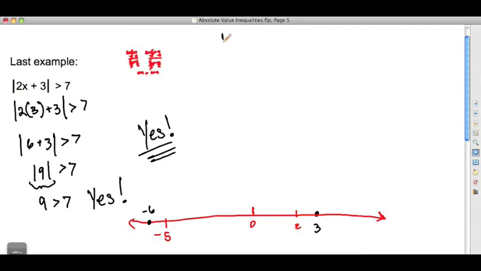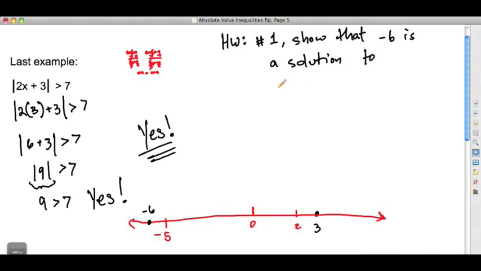All right, here's your homework. Number 1, show that -6 is a solution to 2x plus 3 greater than 7. Number 2, solve for x.